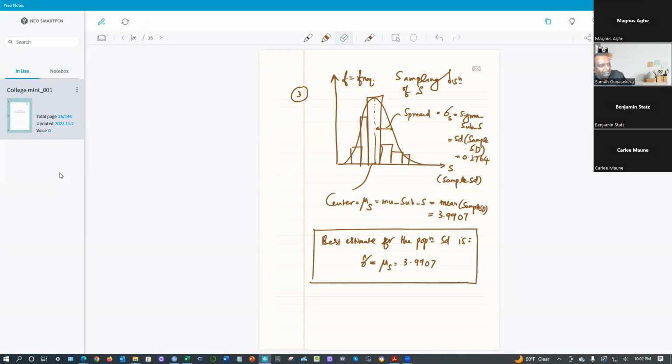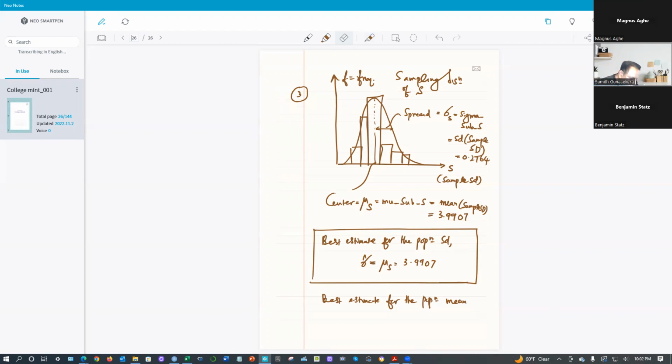In a similar way, the best estimate for the population mean, which is mu, is mu hat, and that is nothing but mu of y bar, which is 31.4417.